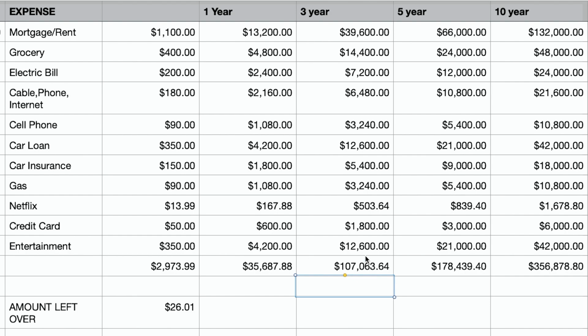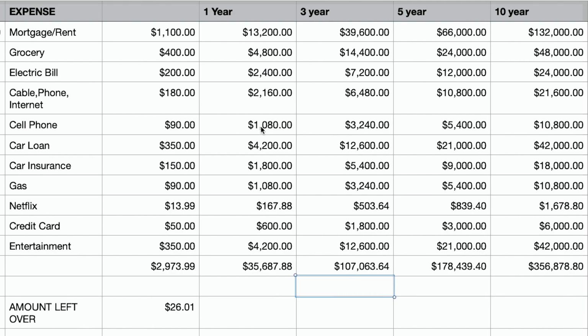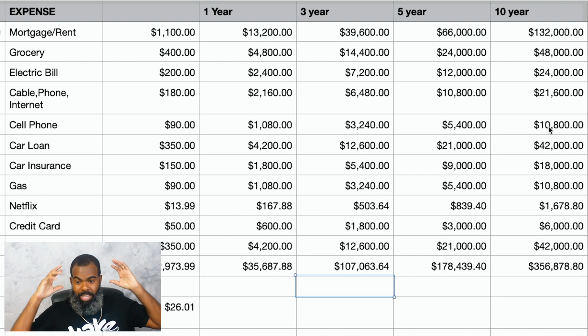So as you can see, going up in his budget, just in entertainment, spending $350 a month turns into $12,600 in 3 years. 5 years, $21,000. 10 years, $42,000. And y'all see the numbers. Look, let's go up to the cell phone. Cell phone in 3 years turns into $3,200. 5 years, $5,400. 10 years, $10,800 on a cell phone bill. I know y'all didn't have no idea.